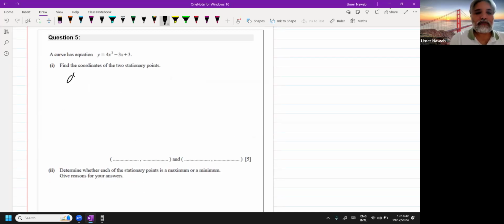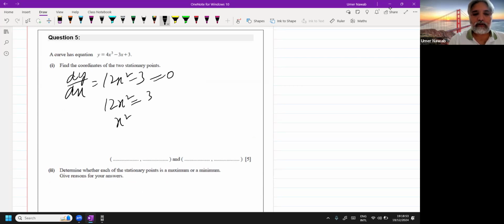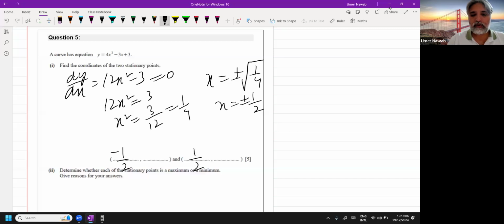Again, stationary points. So dy by dx is 12x squared minus 3. The derivative of 3 is 0. Put it equal to 0. So 12x squared equals 3. x squared is equal to 3 divided by 12, or 1 over 4. So x is equal to plus or minus the square root of 1 over 4, and x is equal to plus or minus 1 over 2. So this is negative 1 over 2, and this is 1 over 2.